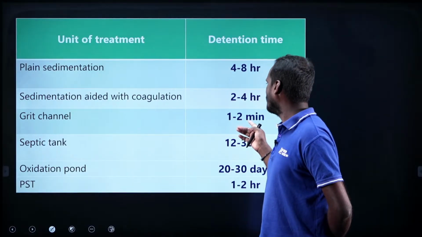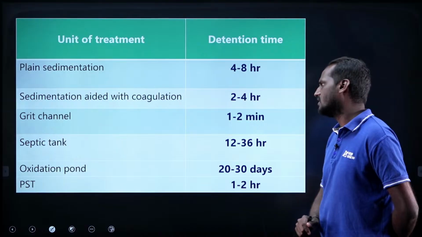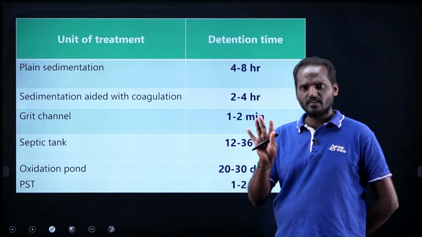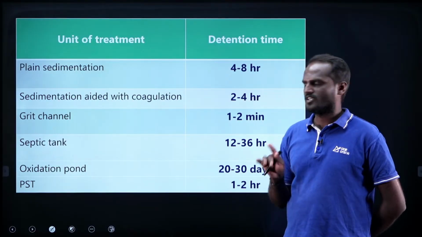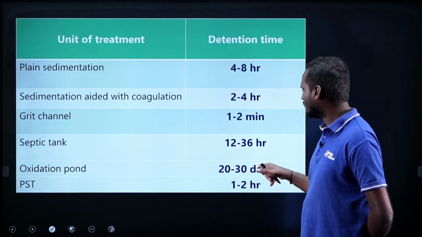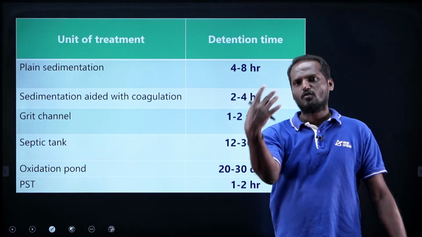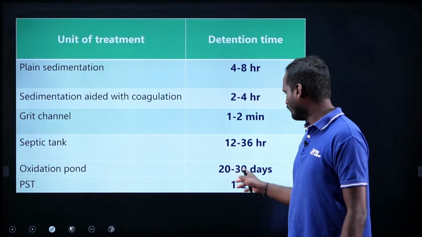Grit is 1 to 3, 2 minute or 3 minute. Septic tank is having 12 to 36 hours detention time. Oxidation pond is a long detention time. We are dependent purely on the natural process of decomposition. That's why it is taking longer time, more than 3 months sometimes. The large area we apply whole wastewater of a community, just leave for some time. That is more detention time.